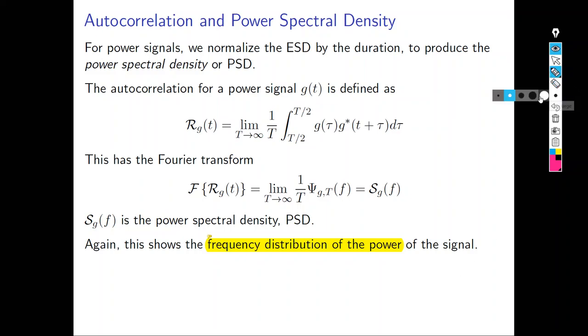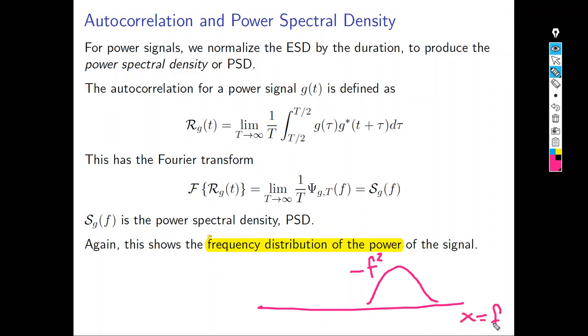Another question that you might get in the exam: let's say I tell you the power spectral density of a certain signal is like this, and this is minus F square. Why minus F square, not X? Because the X axis is equal to F here, frequency. Keep it minus F square. If it was plus F square, it would be like this. Minus will be like this.